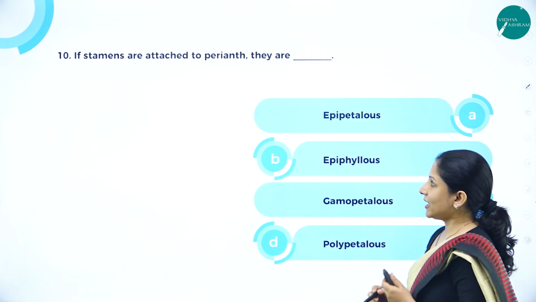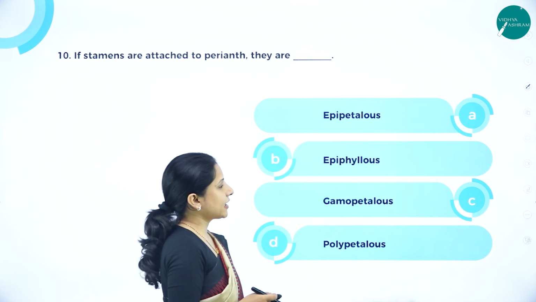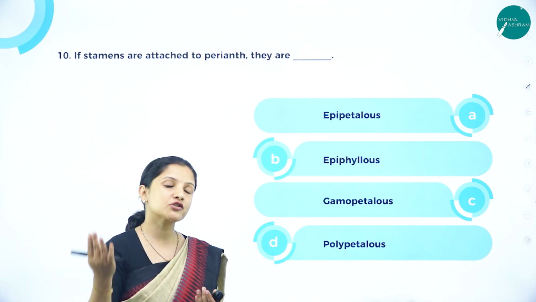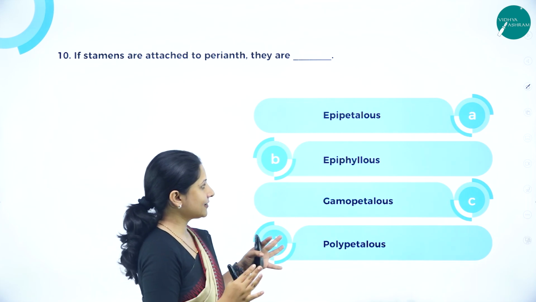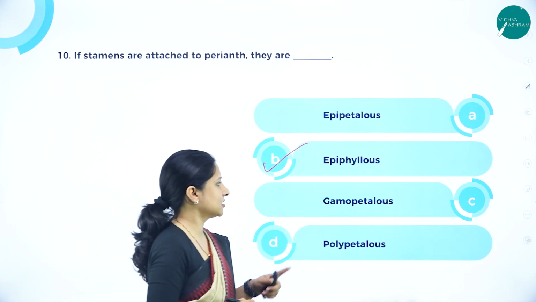Okay, next question. If stamens are attached to perianth, they are epipetalous? No. In epipetalous, stamens are attached to the corolla, that is the petals. Here, perianth means it is epiphyllous. Epiphyllous is the right answer.